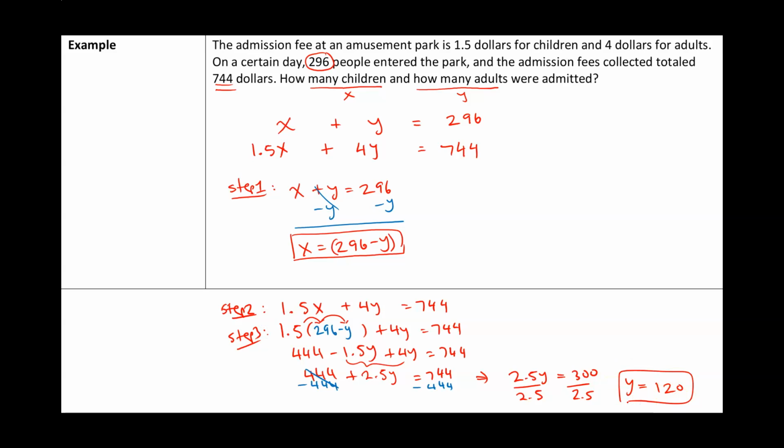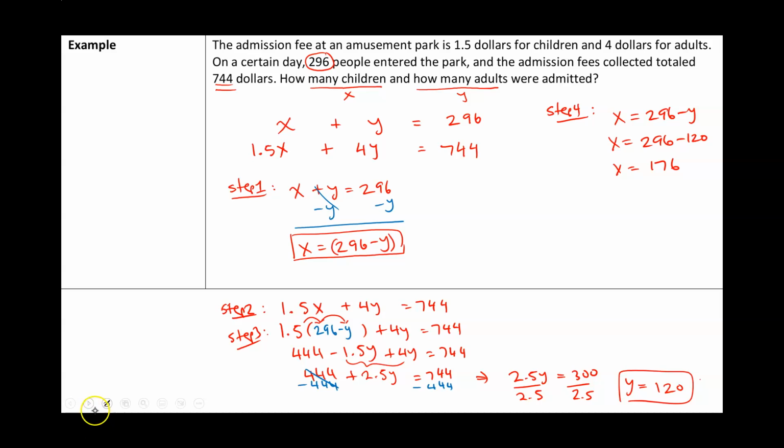Now once I get y equal to 120, I need to go back in step 4 and solve for x. The easiest equation to use: you can use the first equation, or you can use this equation where the x is already by itself, which is 296 minus y. And then x will be 296 minus 120, which will equal 176.